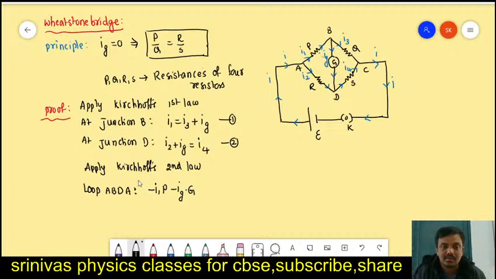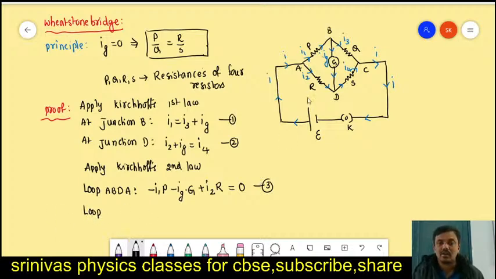Next, D to A. I am going from D to A, in the upward direction of the current. That's why you have to take plus IR. We started at A point and then we end at A point. Then the closed loop is completed. Algebraic sum of potential drop should be equal to 0. Right? Now you substitute. This is equation 3. Have you understood? If you have any query, write in the chat box.